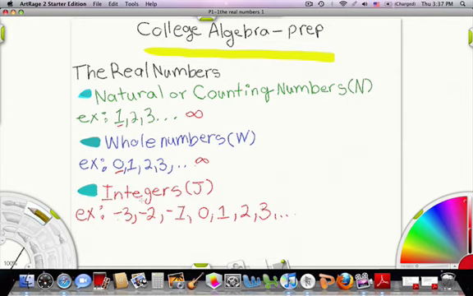But also, integers can be seen as numbers on a number line. This is a number line. You always want to choose a convenient place for your 0, and I usually put my 0 in the center. Let's give ourselves some room.